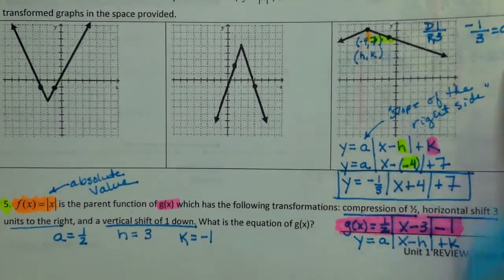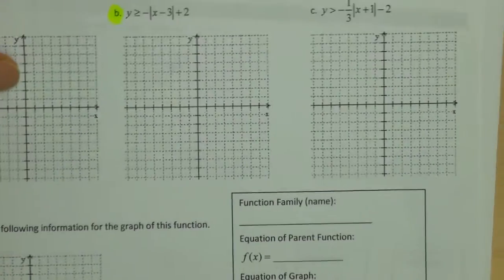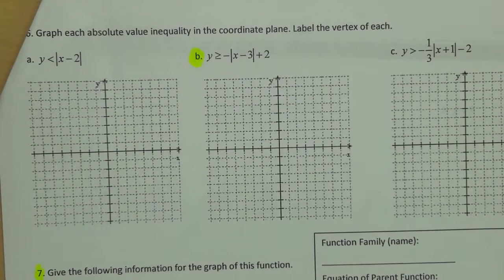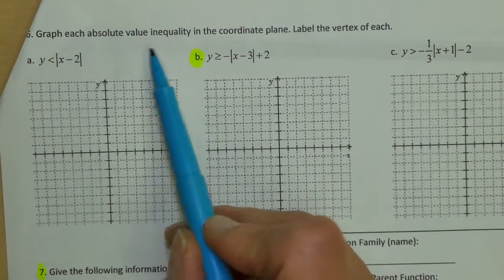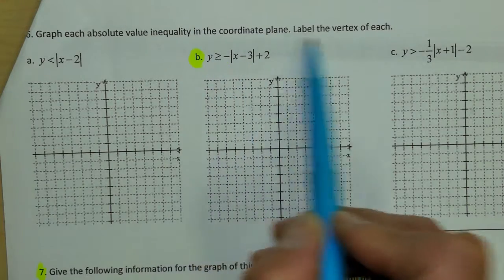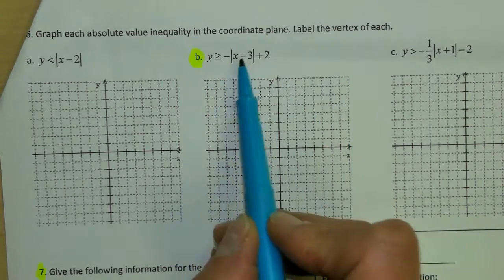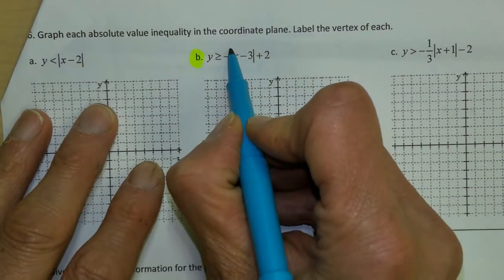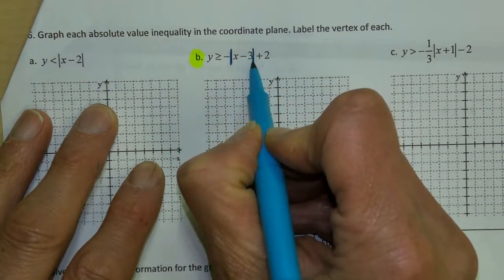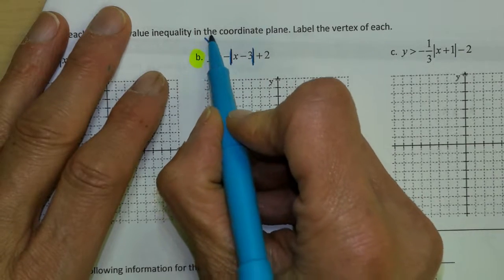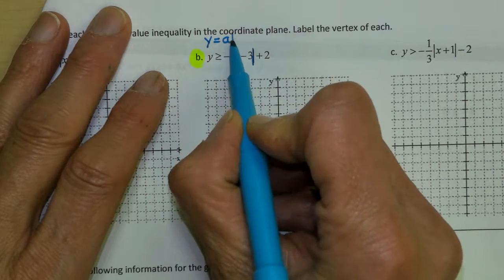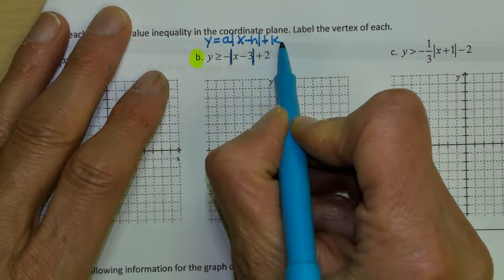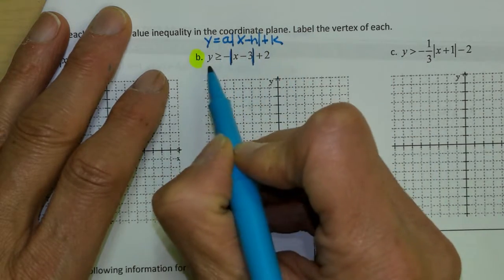Okay, moving on. Let's look on page 5. Page 5, problem B, on number 6. Graph each absolute value inequality in the coordinate plane, label the vertex. So when I'm looking here, I notice that it's absolute value, and it looks kind of like y equals a absolute value of x minus h plus k. It has the same form.